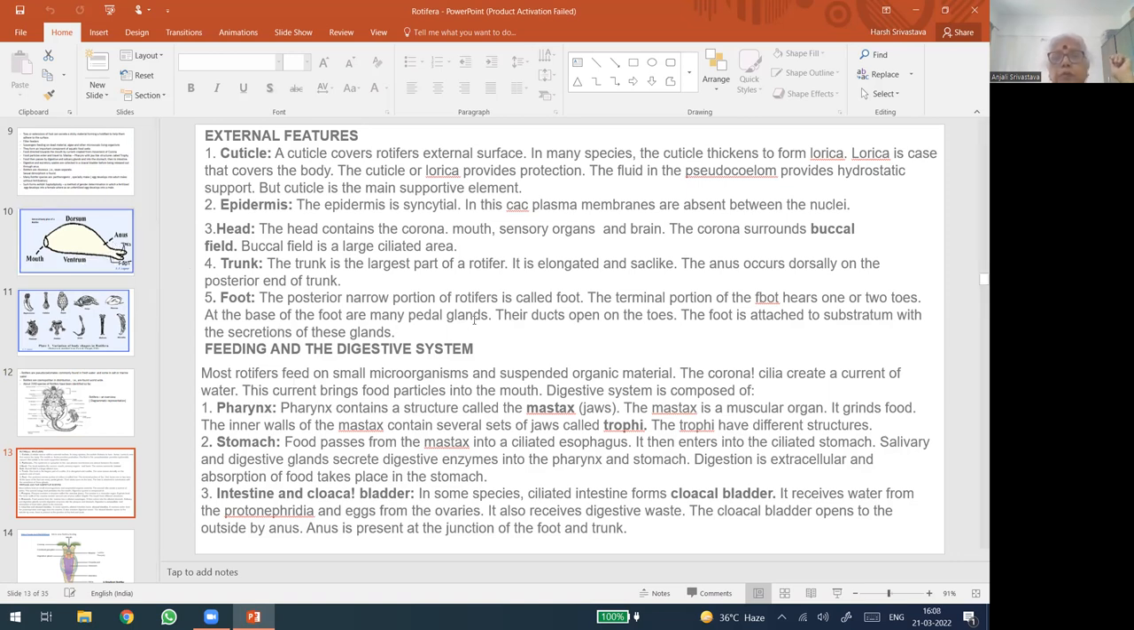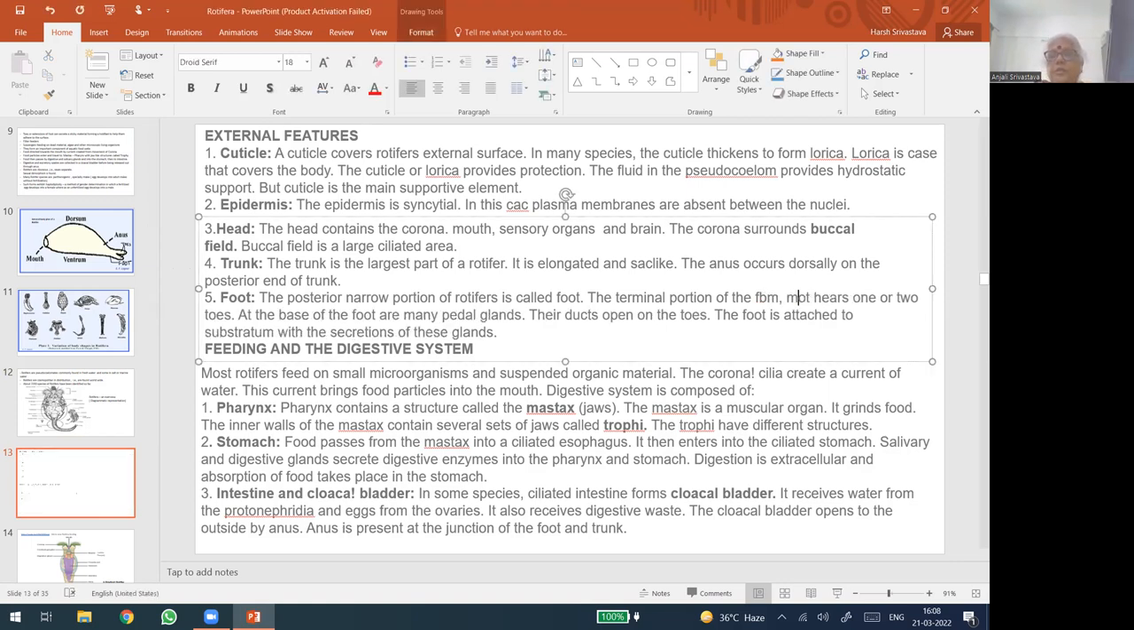Now the foot, the posterior narrow portion of the rotifer, is called the foot. The terminal portion of the foot bears one or two toes. There are certain spelling mistakes while typing. At the base of the foot are many pedal glands. Their ducts open on the toes. The foot is attached to the substratum with the secretions of these glands.